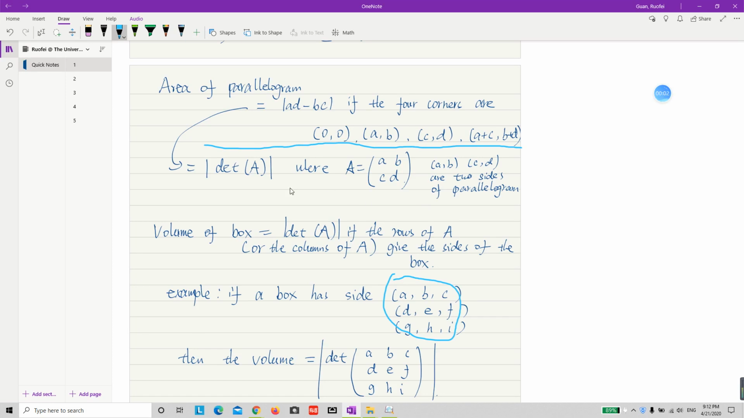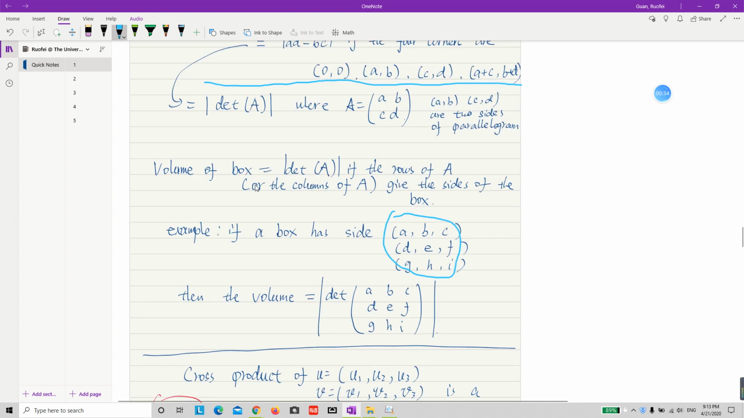Okay, now let's introduce a new way to compute the area of a parallelogram or the volume of a box. The area of a parallelogram is equal to the absolute value of the determinant of A, where A is the matrix with rows (a, b) and (c, d), and (a, b) and (c, d) are two sides of the parallelogram. And the volume of the box is also the absolute value of the determinant of A.